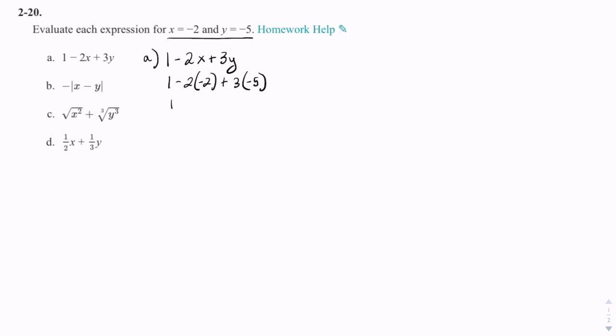So negative 2 times negative 2 is positive 4, and positive 3 times negative 5 is negative 15. So 1 plus 4 is 5 minus 15. 5 minus 15 is negative 10 for A.